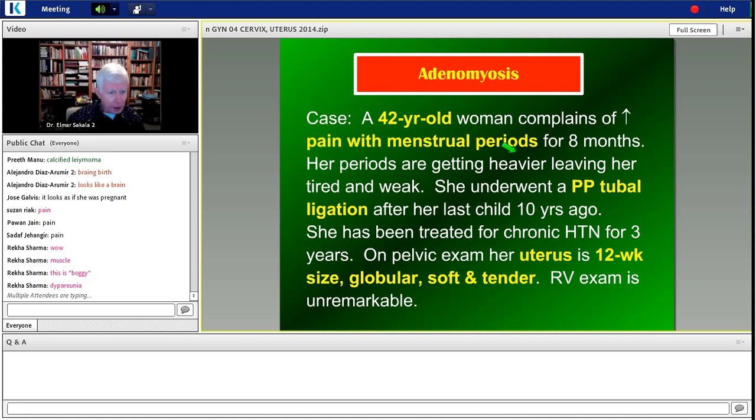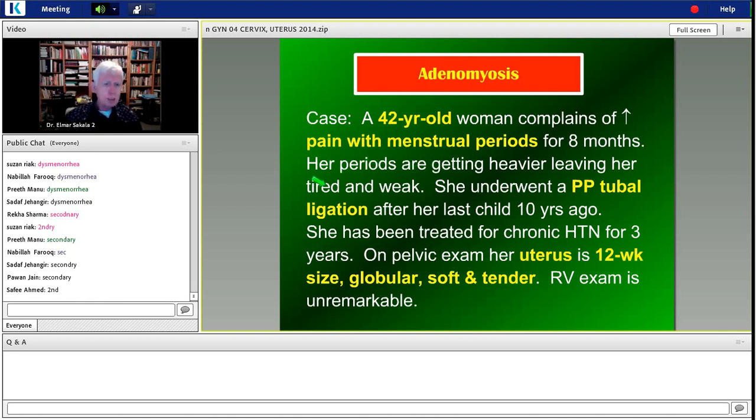Term is not dyspareunia, dysmenorrhea. Okay, is this primary or secondary dysmenorrhea in a 42-year-old woman? This is going to be secondary dysmenorrhea, and we'll be talking more about that later on. So we have a woman with secondary dysmenorrhea. Her periods are getting heavier. She probably is anemic. That's why she's tired and weak. And she has a uterus which is enlarged, globular, soft, and tender. That's a classic description for adenomyosis.